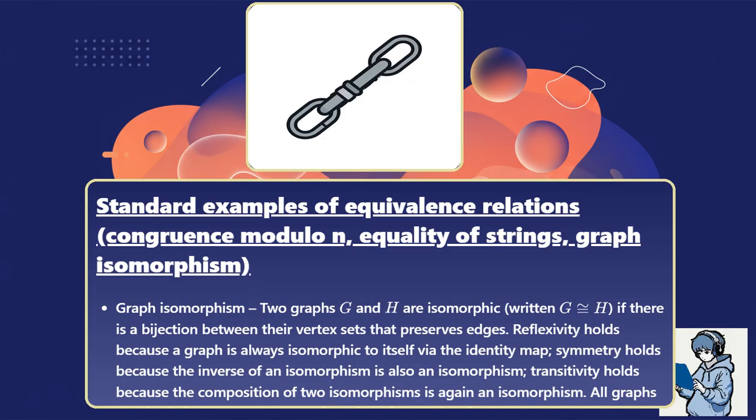Graph isomorphism: two graphs G and H are isomorphic, written G ≅ H, if there is a bijection between their vertex sets that preserves edges. Reflexivity holds because a graph is always isomorphic to itself via the identity map. Symmetry holds because the inverse of an isomorphism is also an isomorphism. Transitivity holds because the composition of two isomorphisms is again an isomorphism. All graphs that look the same up to renaming of vertices end up in the same class.